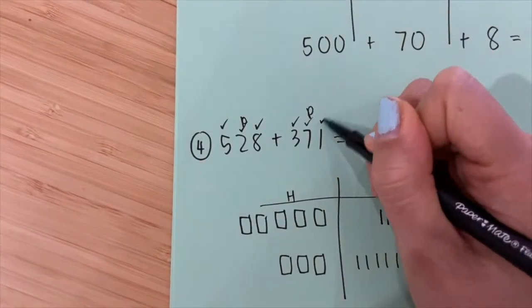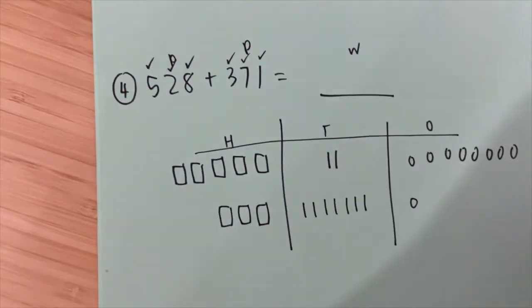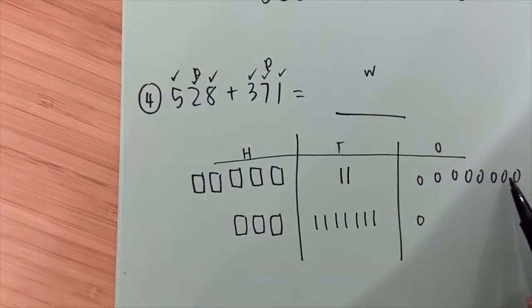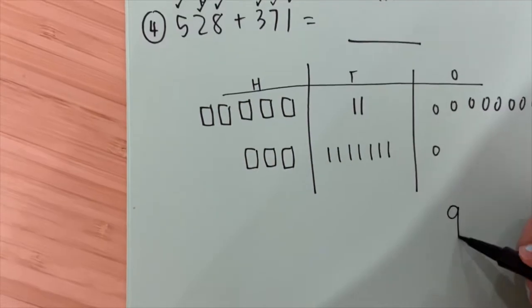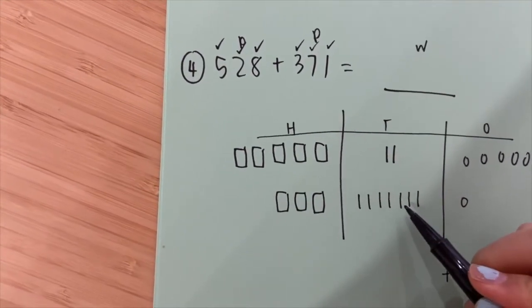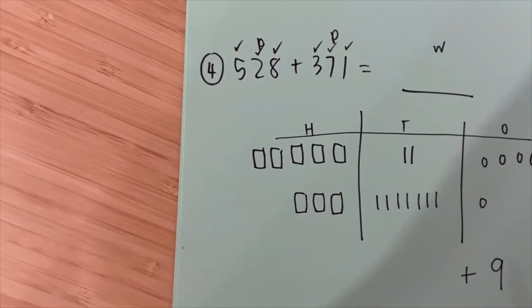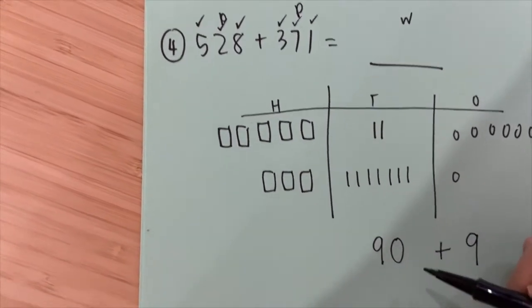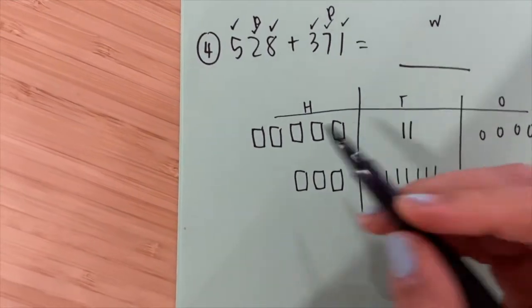Next, I'm going to count my ones first. 9 ones, plus 9 ones. Ooh, 9 again. But it's not 9. It's going to be 90 because the value of 9 tens is 90.